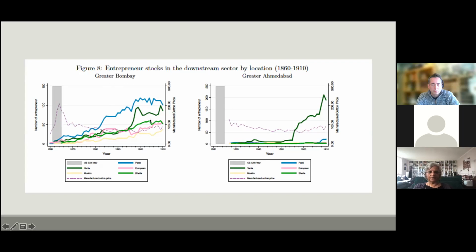So this is Greater Bombay. You can see the big spurt in growth in the Parsi community. You can see the big spurt in the Hindu and Jain Vanyas after 1890, and you can see other communities also entering in a similar pattern. And this is the region of Ahmedabad where there is very little entry in the beginning, but there is a sudden spurt in entry after 1890.